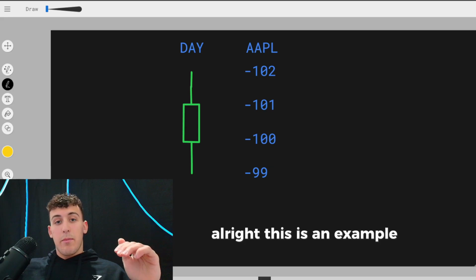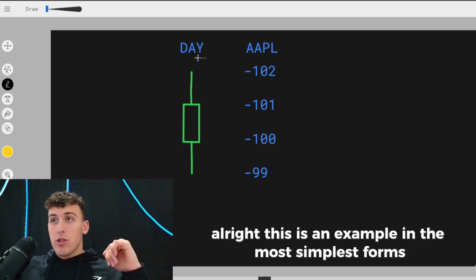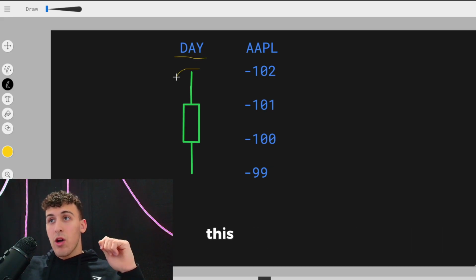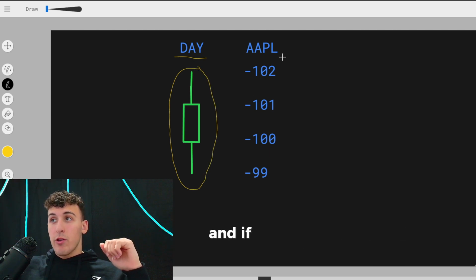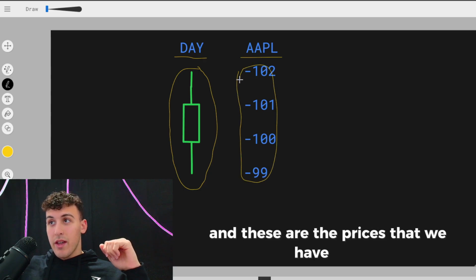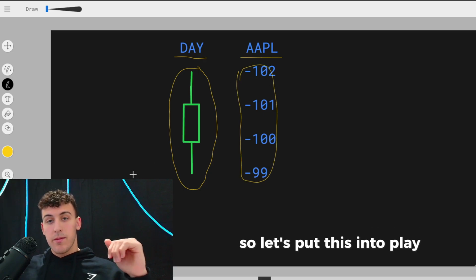Alright, this is an example in the most simplest forms. So we're looking at the day chart here. This whole candle represents 1 day's worth of data. And if we're looking at the Apple chart here, and these are the prices that we have here. So let's put this into play.